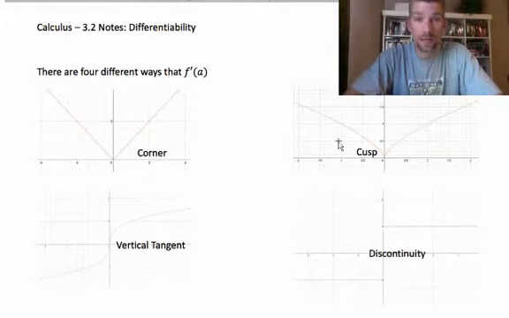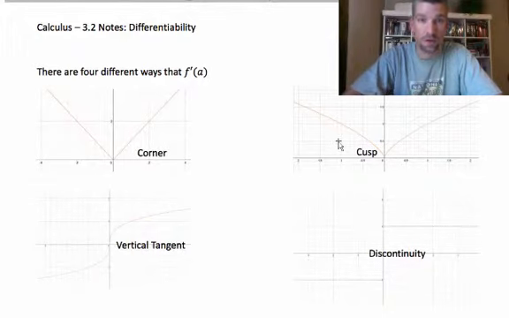Hey, we're going to look at today the different ways that a function may or may not have a derivative. And there's four special categories that we can look at. And anytime you're on a graph, you'll be able to see these four things. You'll know right away there's not a derivative at that specific place. So let's just dive right on and look at them.